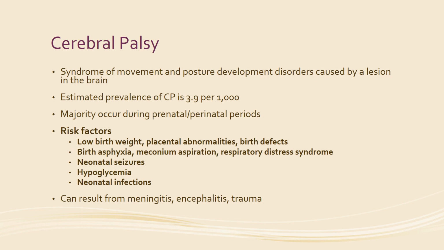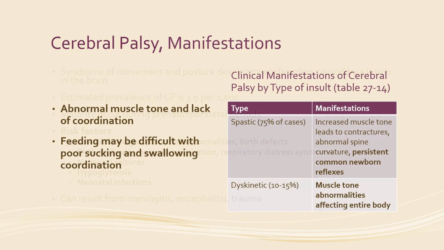A lot of different risk factors, a lot of different things that may cause cerebral palsy. There's a lot of different types of cerebral palsy that may be caused as well, so that doesn't help to confuse it any less. But definitely you'll see abnormal muscle tone, lack of coordination. You might see contractures and stuff like that. And difficulty feeding, especially early on, is something that you may have to deal with.